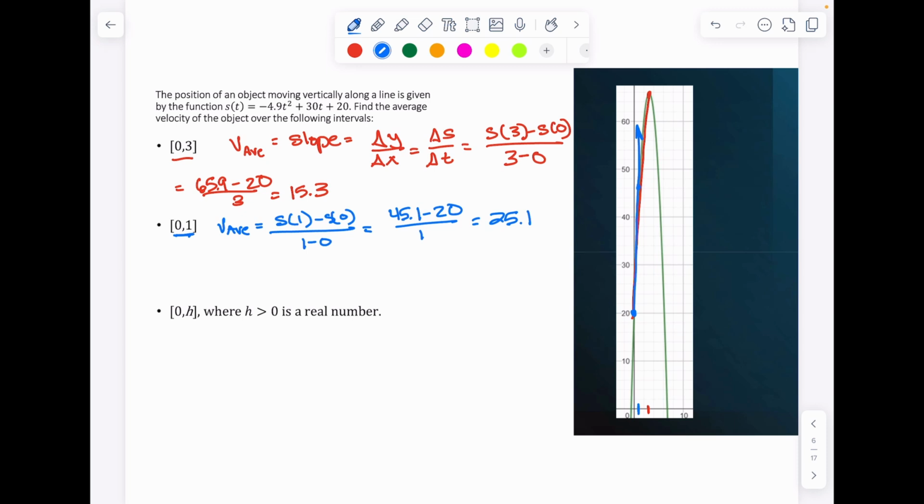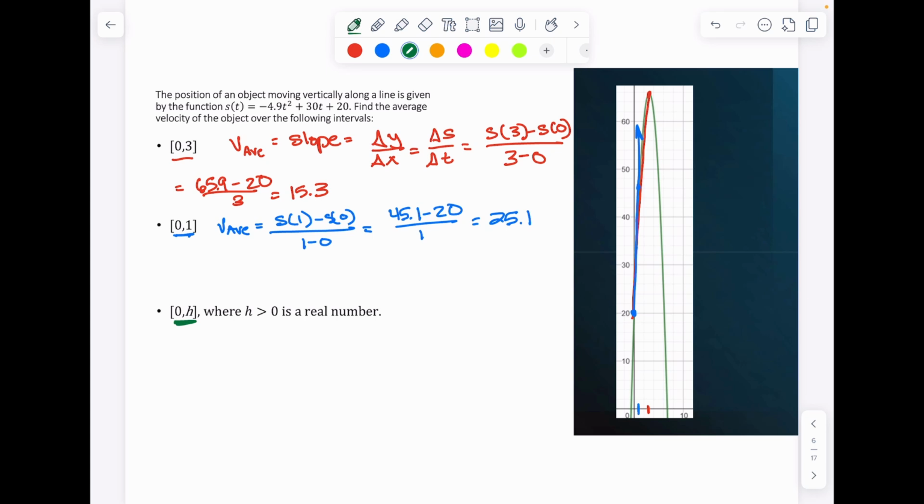Now the tricky part is when we come over here and we actually have 0 to h, where h is greater than 0 and it's a real number. So we want to find that average velocity for the first h seconds. We want an equation that we could plug in and say, okay, what's the average velocity for the first 5 seconds? We'd plug in 5 for h and find that average velocity. I could say 4 seconds. What's the average velocity for the first 4 seconds? I could plug in 4 in place of h and find this average velocity.